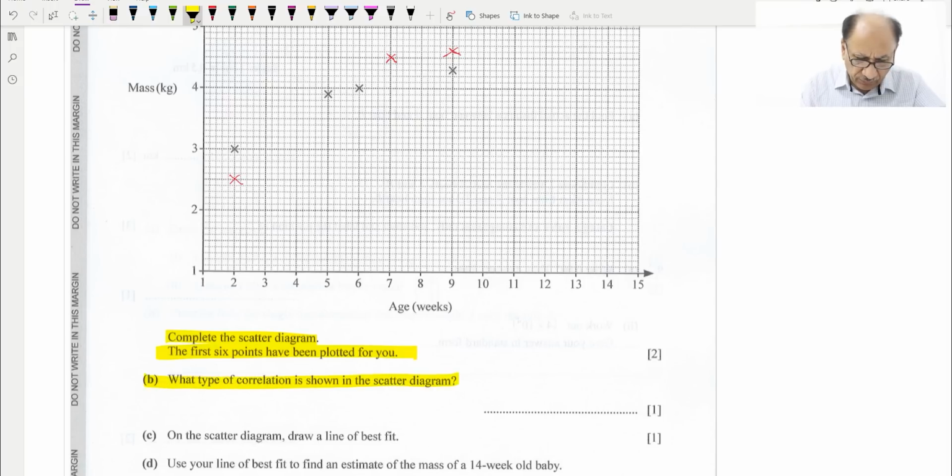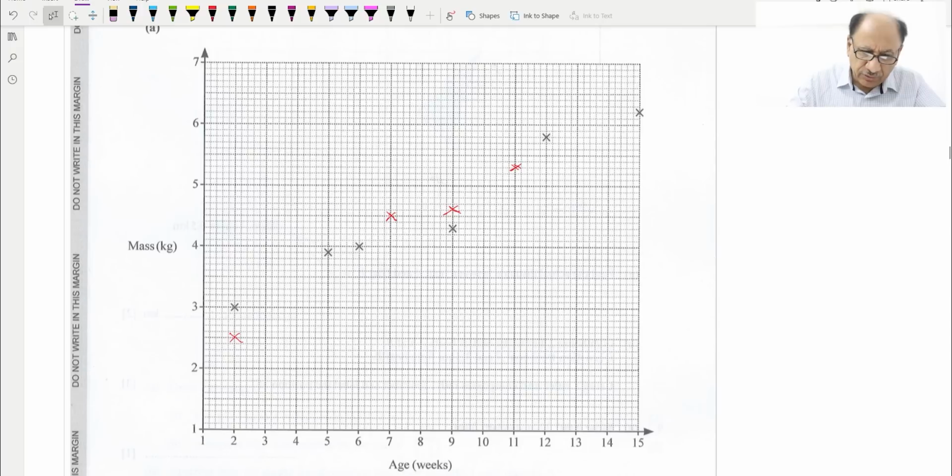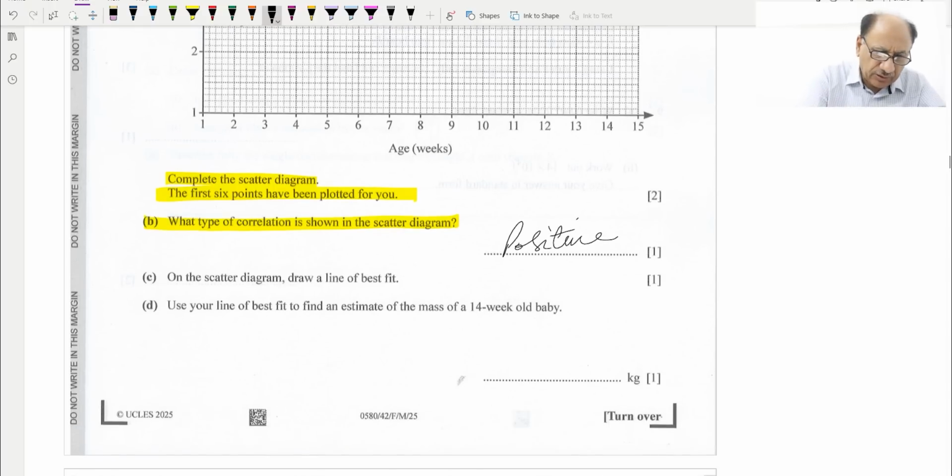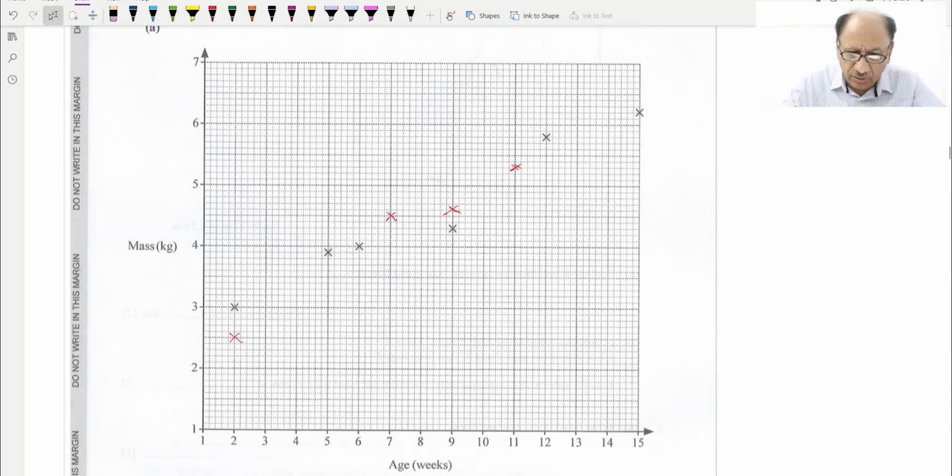B part, what type of correlation? We can see this is positive correlation because it is like this one, so this will be positive. We will just write here positive. And then on the scatter diagram, draw a line of best fit. We need to draw a line of best fit.